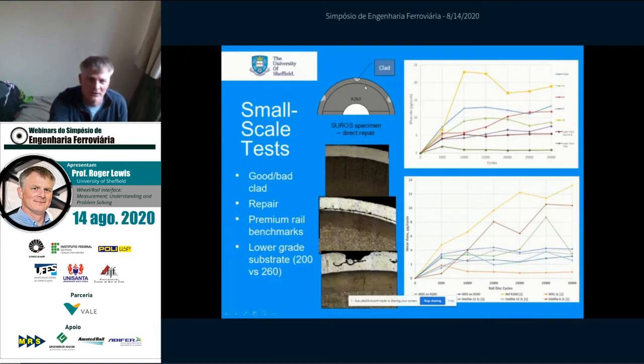So we're testing some repaired discs at the moment where we're cladding like on like. So we're actually cladding 260 grade powder onto discs to simulate a rail repair. Obviously, you get slightly different properties within the repair because of the thermal processing that's going on. And obviously, you'll also create a heat affected zone, which will come up to the surface. So we need to see what the impact of that will be.